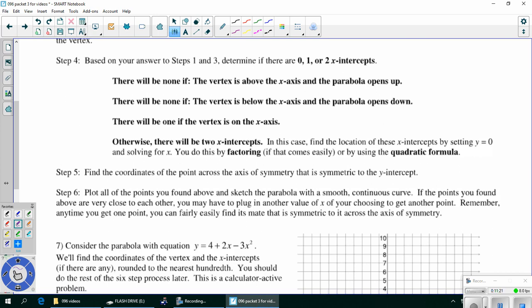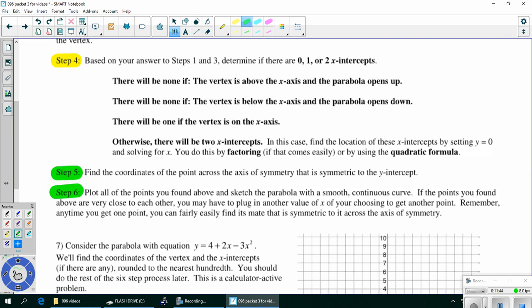Okay, step 5, same as before. I don't know if it's in the same location as before, but step 5 is a green one. Yellow one is brand new for us. Step 5, find the coordinates of the point across the axis of symmetry that is symmetric to the y-intercept. Step 6, plot all the points you found above and sketch the parabola with a smooth continuous curve. That is old. Give that one a green.